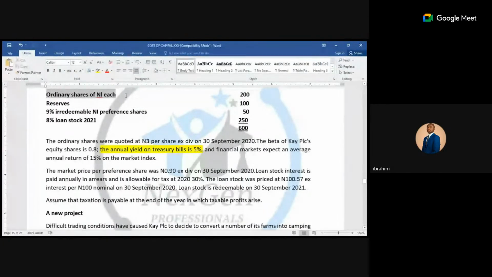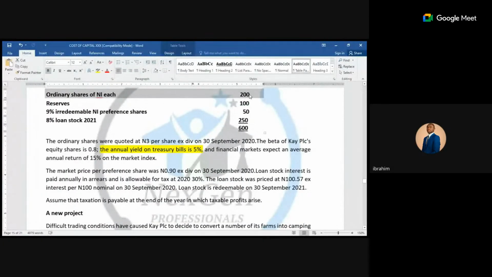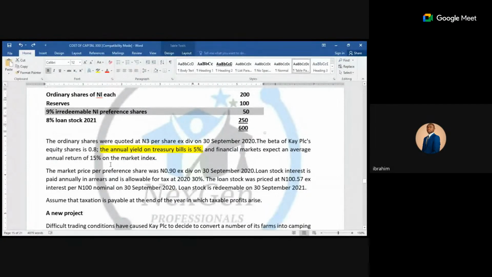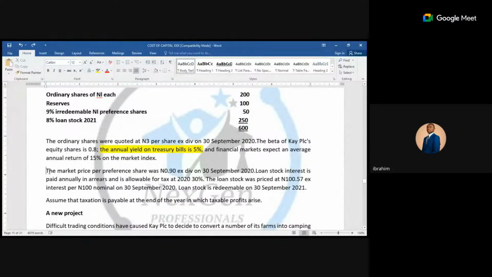Now, the market price per preference share was... you can see that we've moved from ordinary shares. For every source of finance, they will always give you the notes attached to it. We started from ordinary shares, and now from ordinary shares to preference shares. Now, the market price per preference share was 0 naira 90 kobo ex div on 30th September 2020.